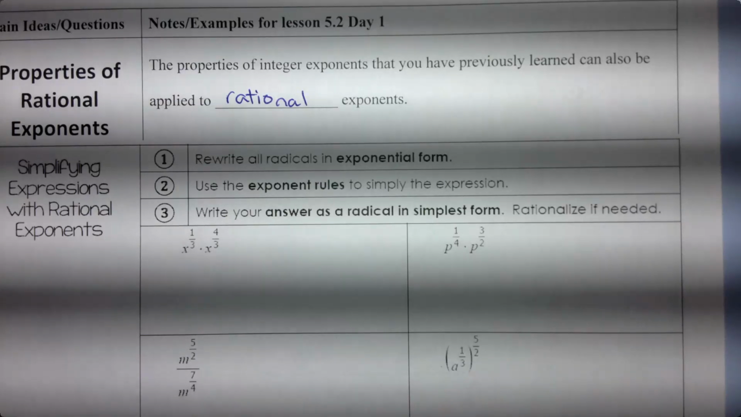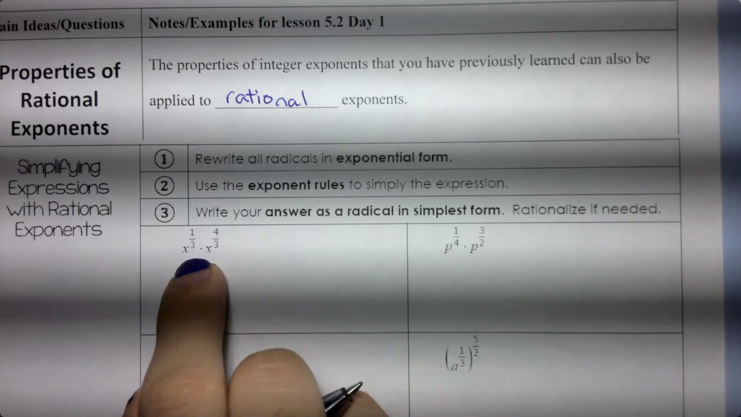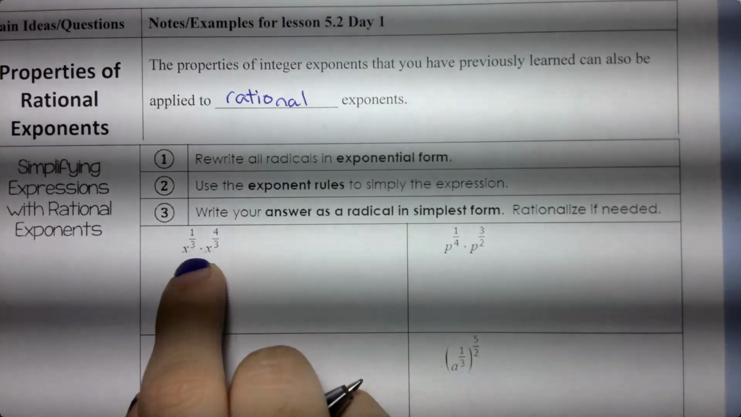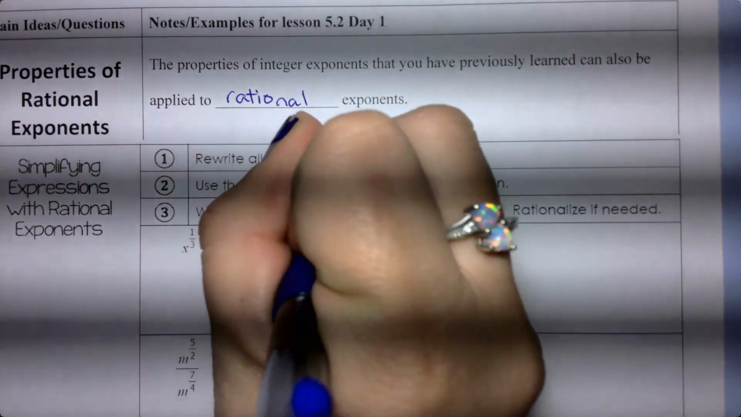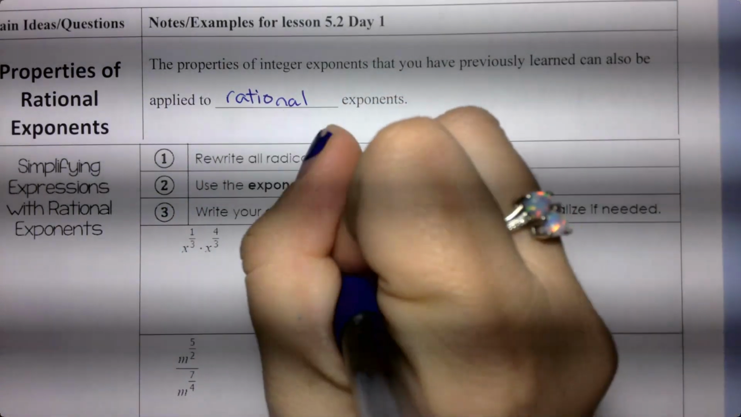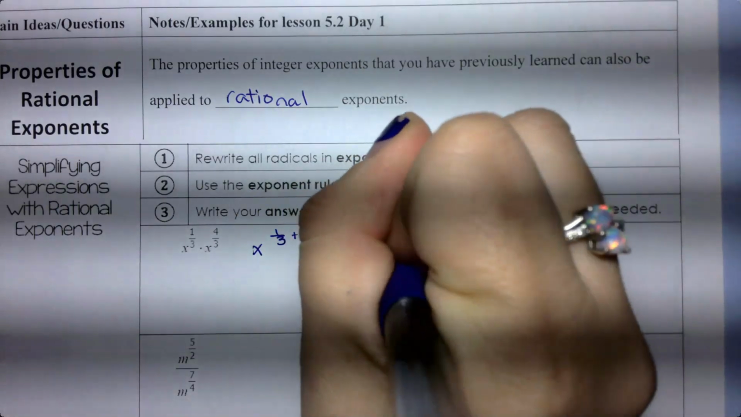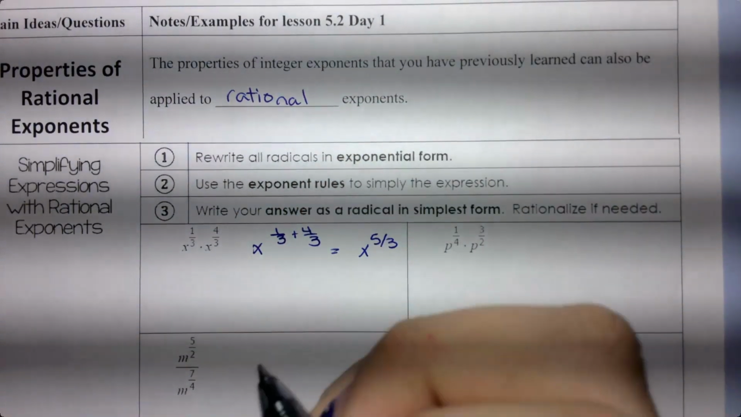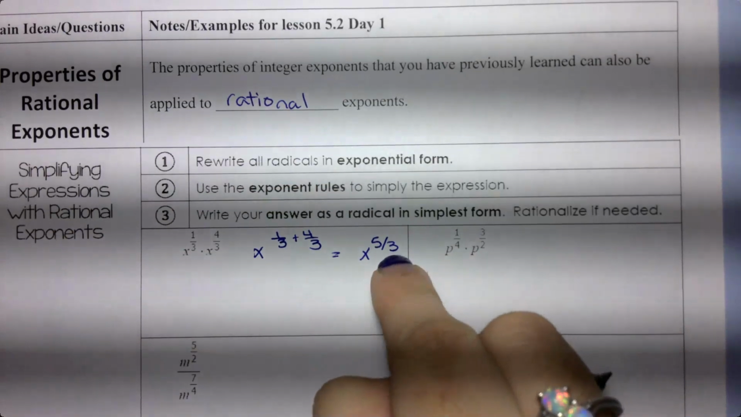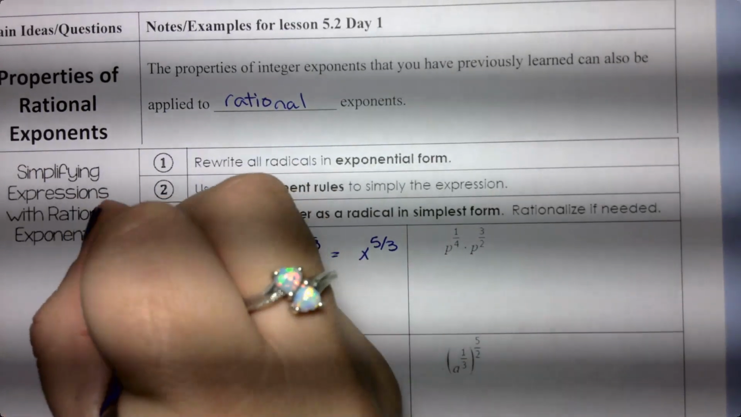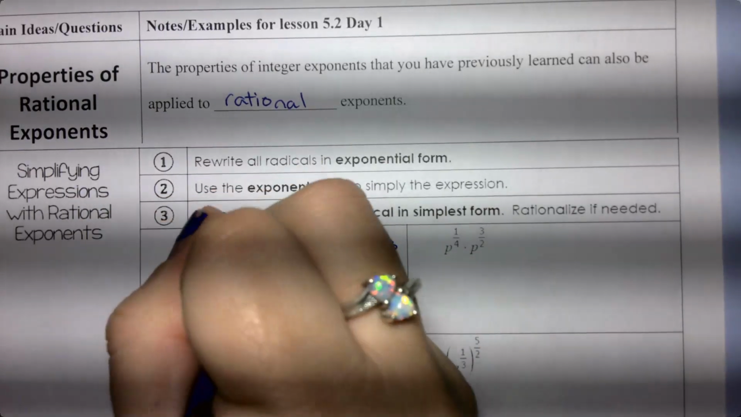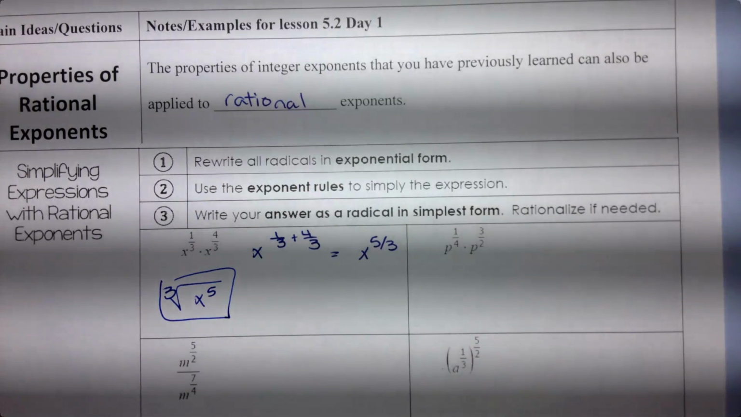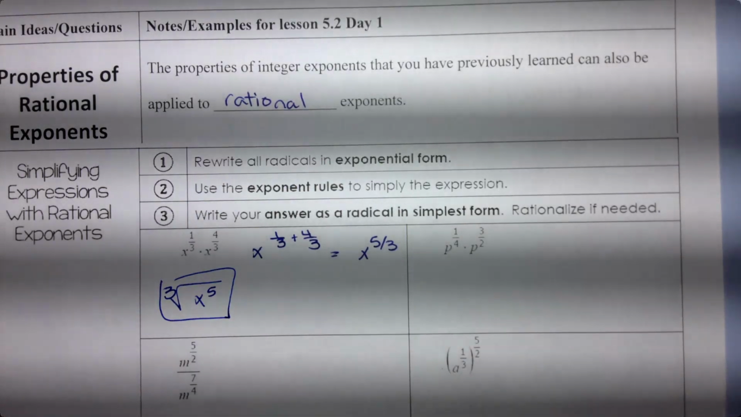So on the first one, because I have two of the same base that's being multiplied together, I want to add my exponents together. So I really can rewrite this as x to the 1/3 plus 4/3, which gives me 5/3. And then I want to write it as a radical in simplest form. So remember, the number on the bottom of the fraction goes on the outside of my radical in the index. And then I'm going to have x to the 5th on the inside. Just kidding, that's not my final answer.